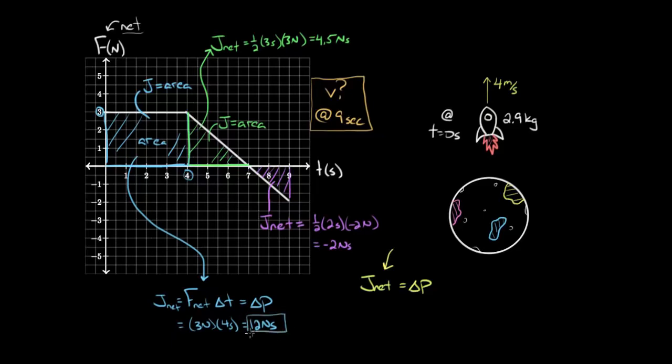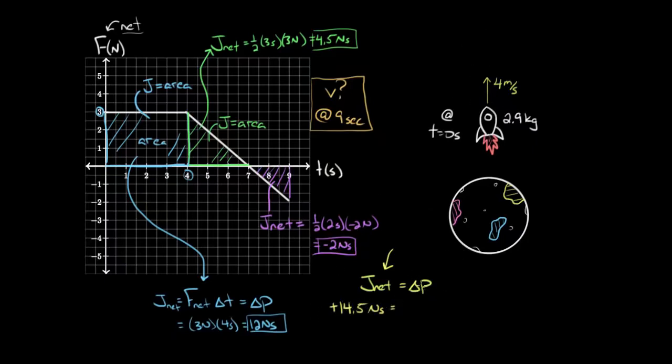So during the first 4 seconds, there was 12 newton seconds of impulse. During the next 3 seconds, there was 4.5 newton seconds of impulse, and during this last portion, there was negative 2 newton seconds of impulse, which if you add all those up, 12 plus 4.5 plus negative 2, you're going to get positive 14.5 newton seconds of impulse. That's good news for our alien buddies over here. They need to get off this moon, which means they need positive impulse, upward impulse. They got some positive impulse.